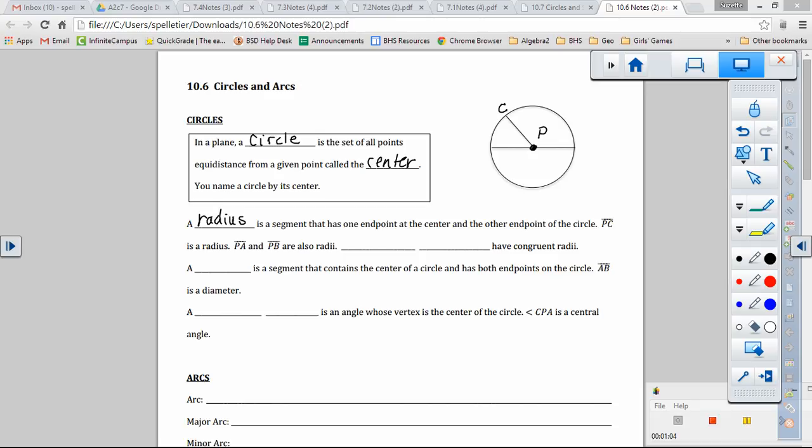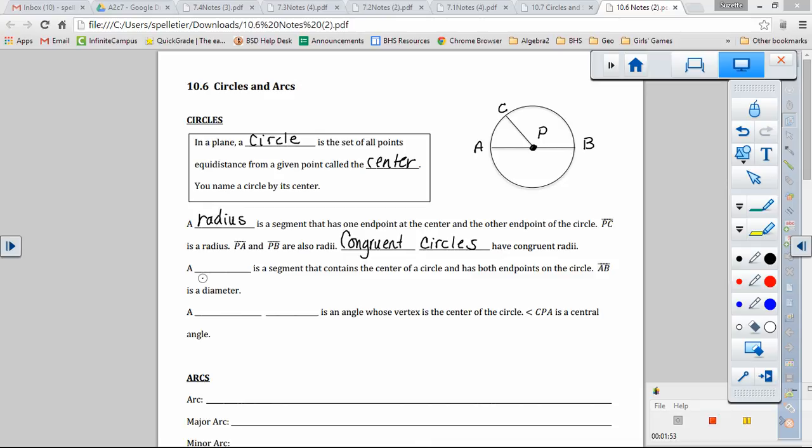For example, the next sentence, PA and PB are also radii. So the word radii just means more than one radius. And we're going to go ahead and label these, PA and PB. Okay, all three of those are considered to be radii. Congruent circles have congruent radii.